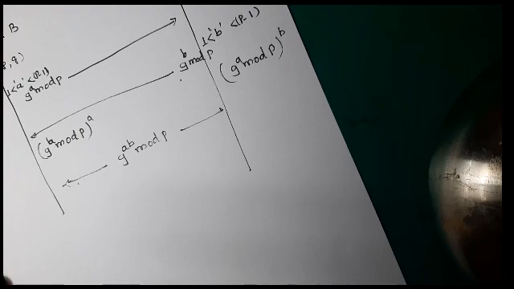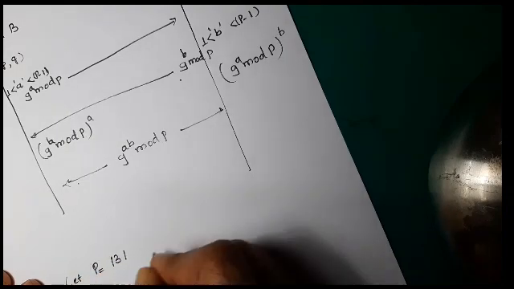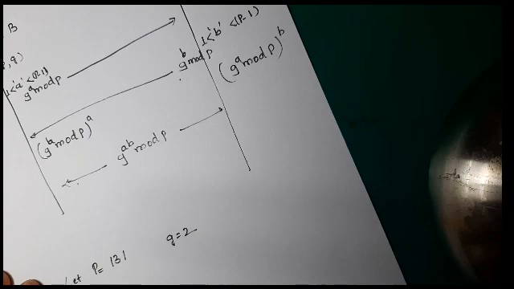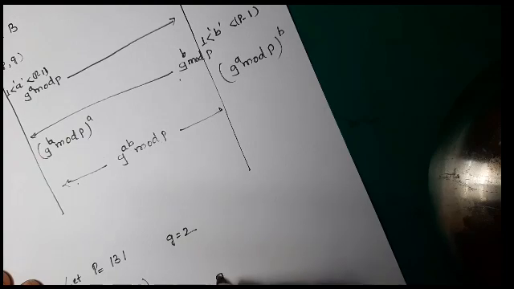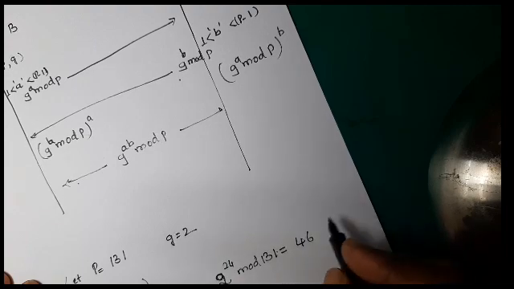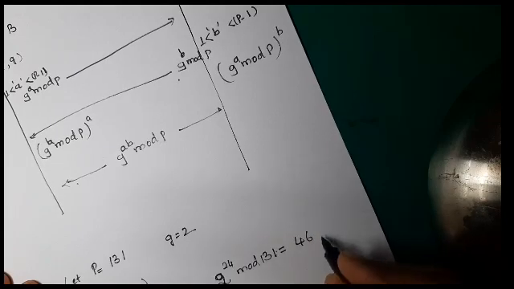Now we are going to discuss one example on the same. Let p is equal to 131 and g is equal to 2. Let the random number chosen by A be 24, that is, small a is 24. And the partial key calculated by A, based on the above explanation, that is g raised to a mod p, is equal to 2 raised to 24 mod 131, which is equal to 46. And this 46 A is going to send to B.